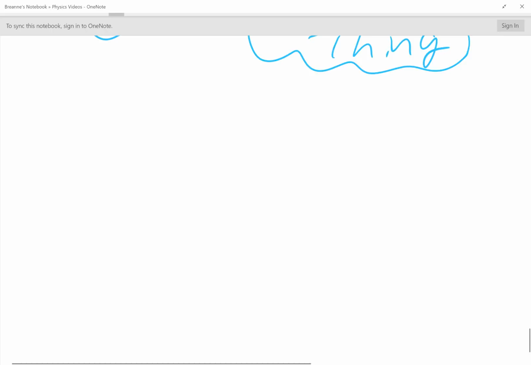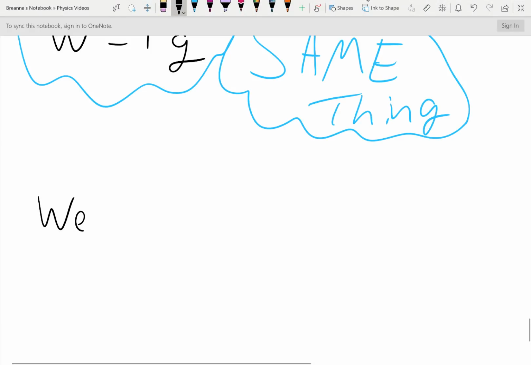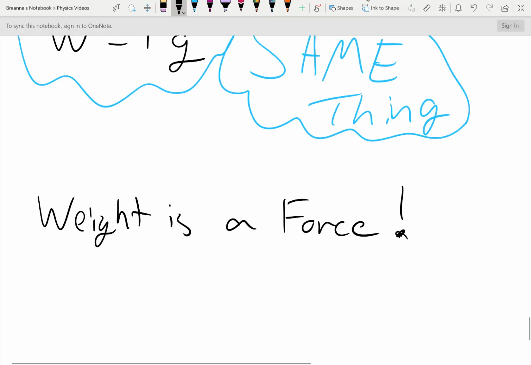Weight is a force. So you actually have to do some math to get it. Weight changes from planet to planet.